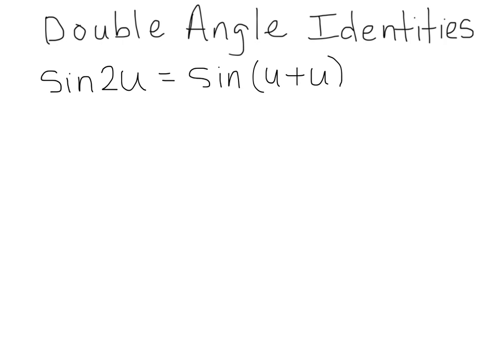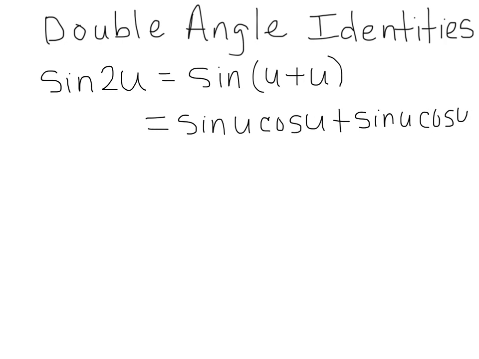If we apply the formula that we learned last chapter, then we get that the sine of u plus u is the sine of u times the cosine of u plus the sine of u cosine of u. Therefore, the two terms are identical, and we get 2 sine u cosine u. If you ever need to simplify a double angle, sine 2u, you will replace it with the formula we just derived, 2 sine u cosine u.